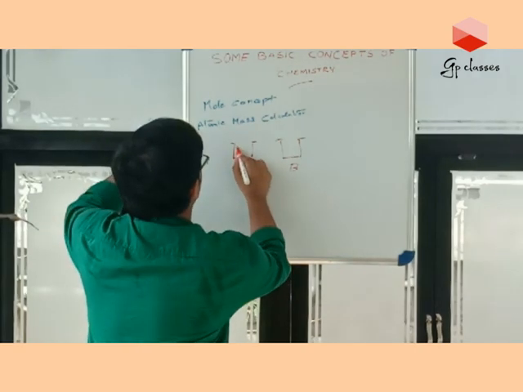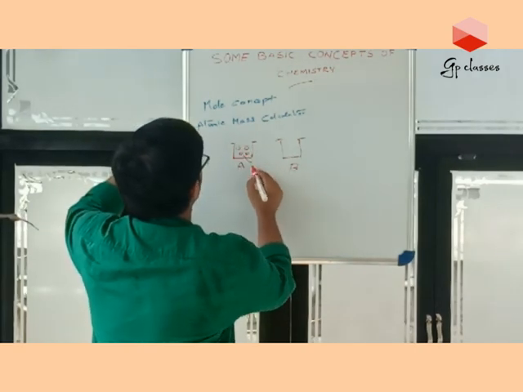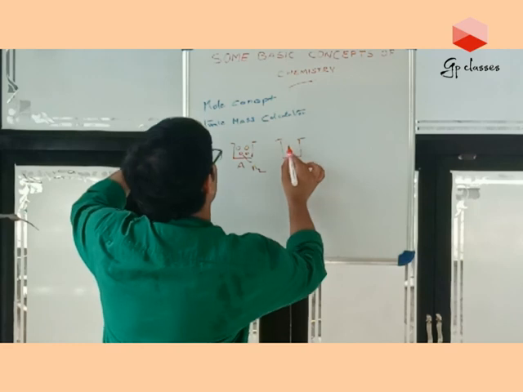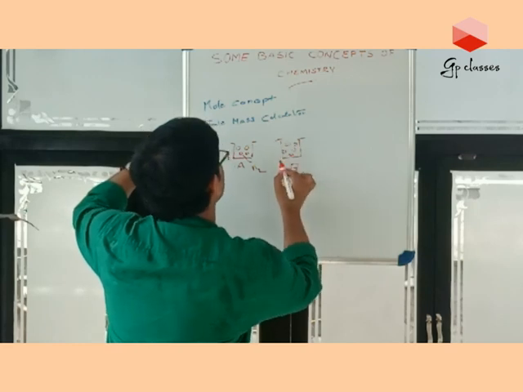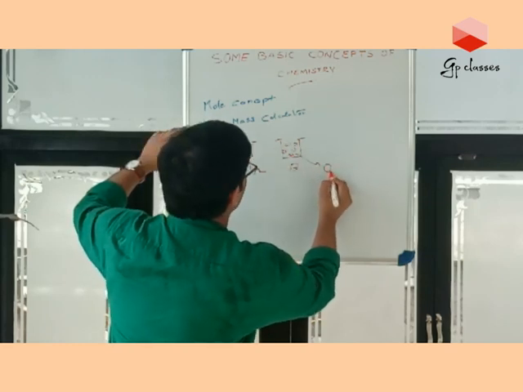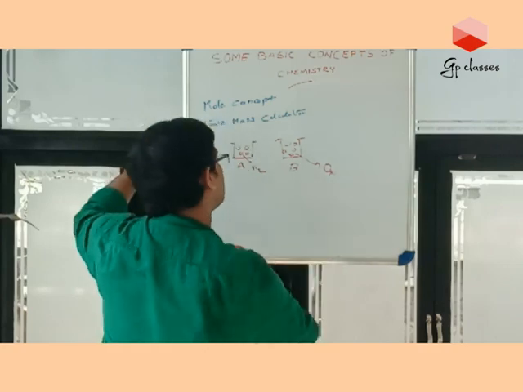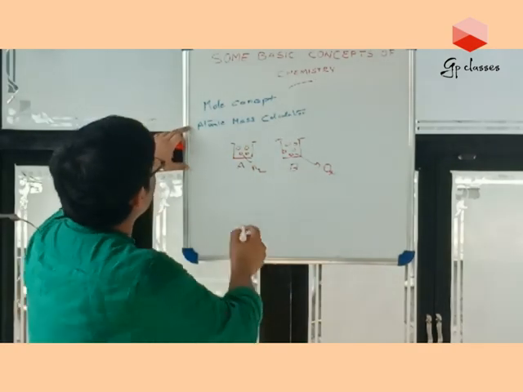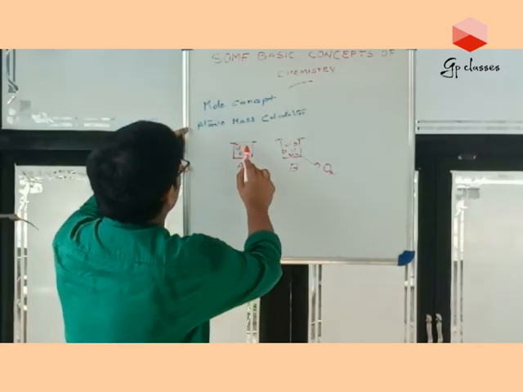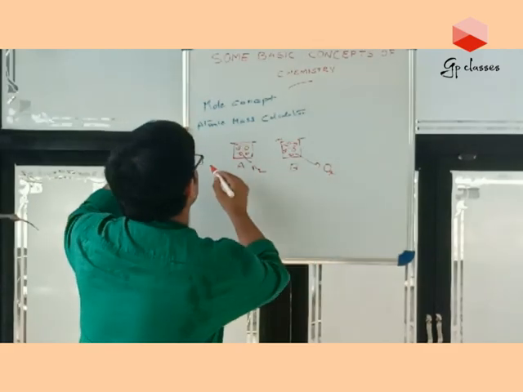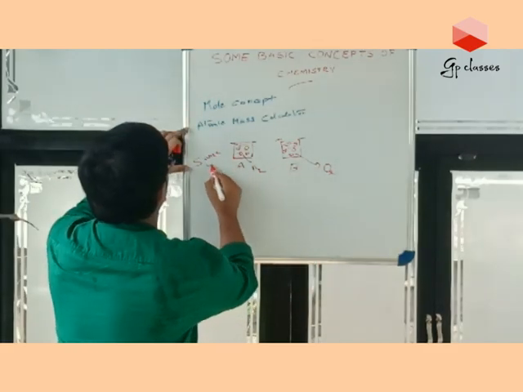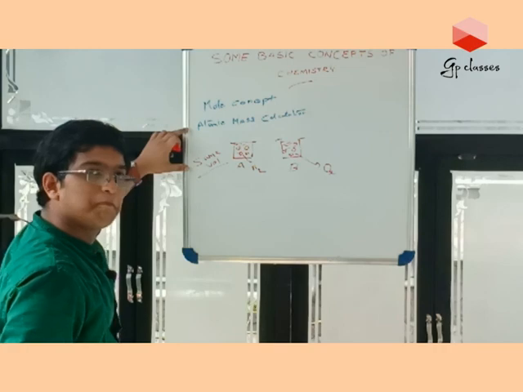Let us fill the first beaker with some gases. Assume it as hydrogen, and the second beaker is also filled with some gas. Assume it to be oxygen, O2. And we are filling both the beakers with the same volume of gases. Both the beakers have the same volume of gases.